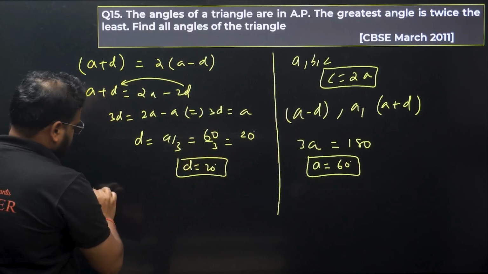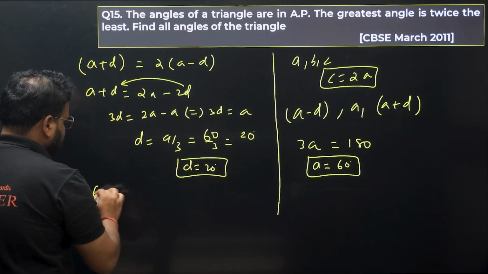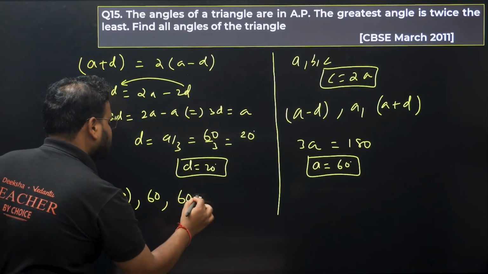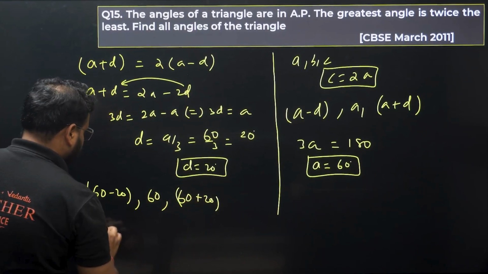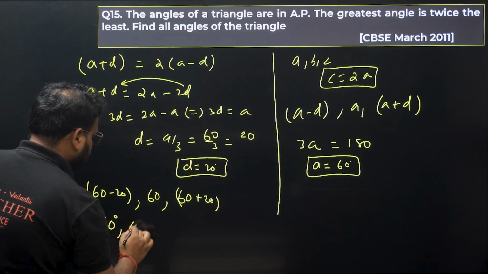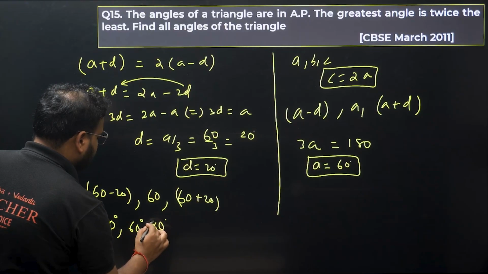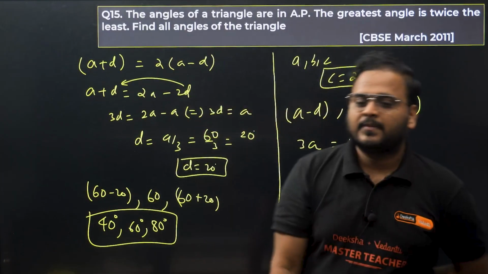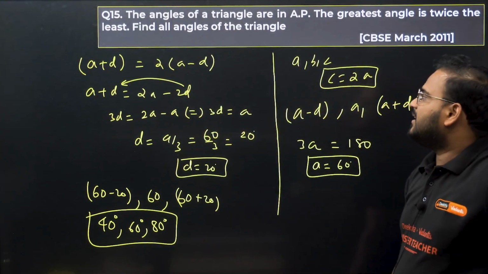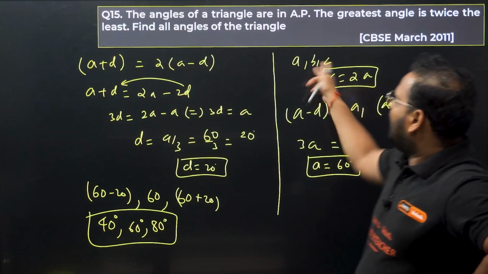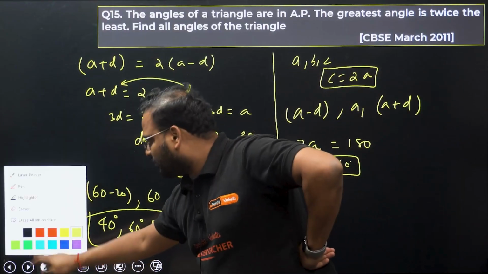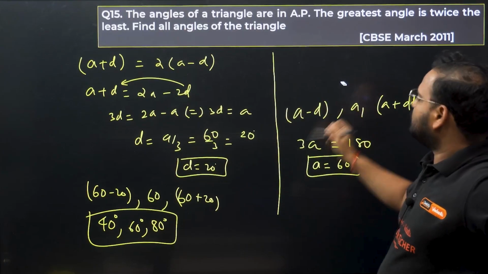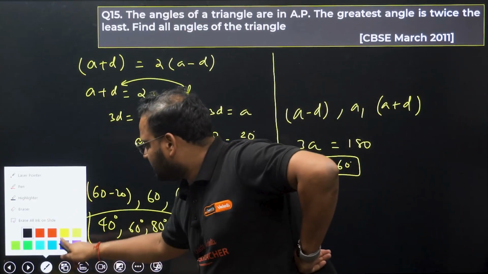Now let's check the angles. A minus D means 60 minus 20. First angle is 60 minus 20. Second angle is 60. And the last is 60 plus 20. So your angles are 40 degrees, 60 degrees and 80 degrees. That's the angle of the given triangle. That's your final answer. Angles of the given triangle are 40, 60 and 80. Please check. I have taken this just for reference, ABC. If you don't have to write this, you can simply assume that the angles of the triangle are this.